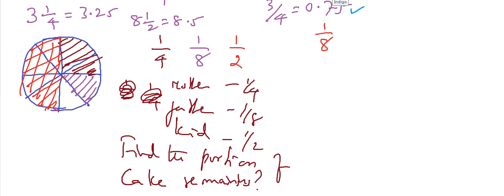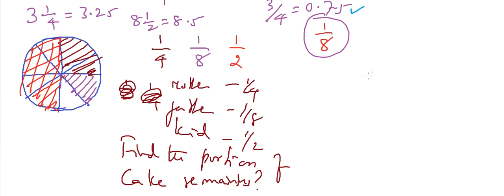So how to solve this problem? How to find the remaining portion of the cake? From the diagram we know the answer should be 1 by 8, isn't it? Because only one piece remaining, which represents 1 by 8.